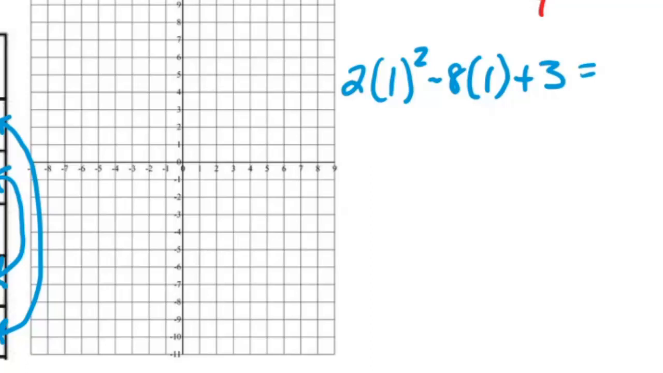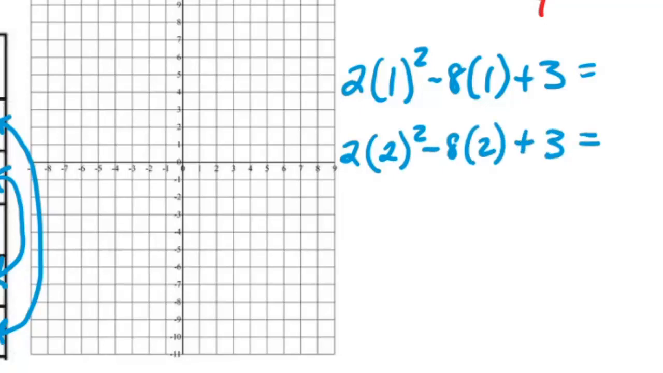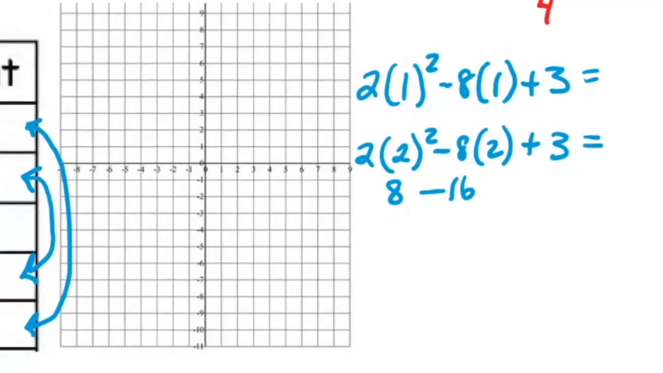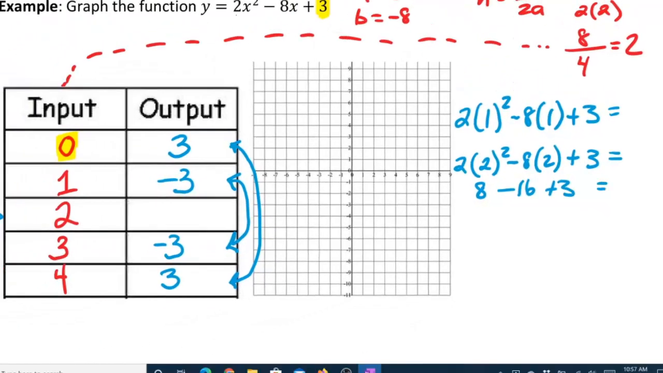I'll show you for the last one, 2. So we're going to have 2 times 2 squared minus 8 times 2 plus 3. 2 times 2 squared. 2 squared is the first thing I should do. It's an exponent. 2 squared is 4. 4 times 2 is 8. Minus 8 times 2, so minus 16 plus 3. Go back to the beginning. 8 minus 16 is negative 8 plus 3, negative 5.